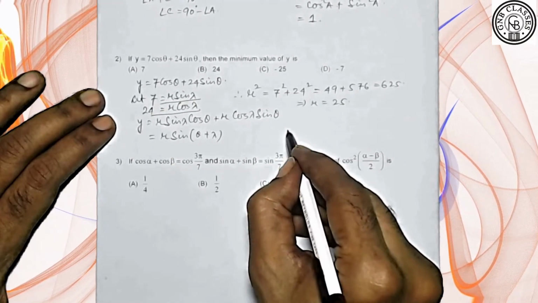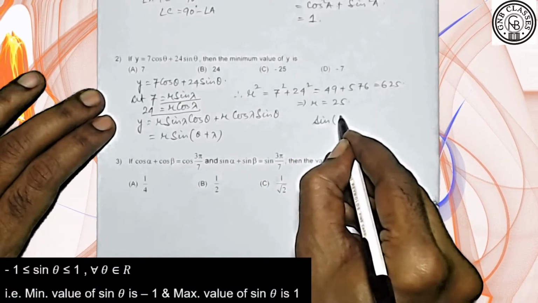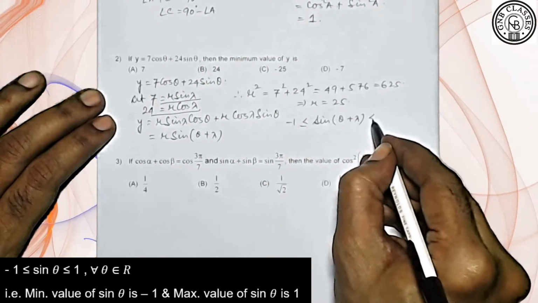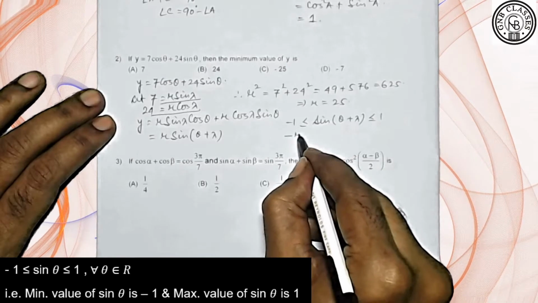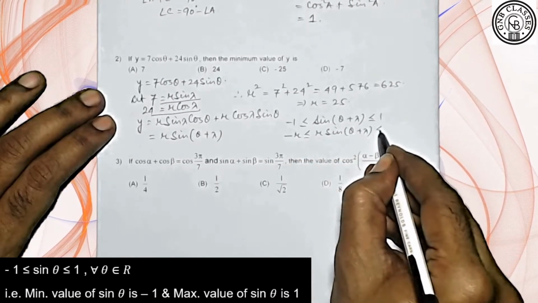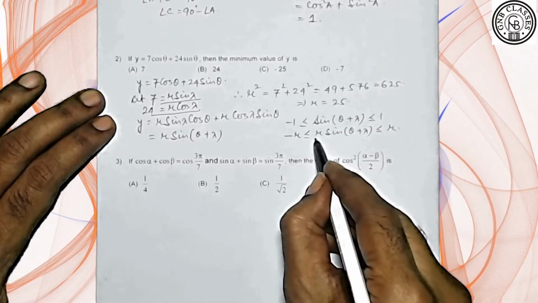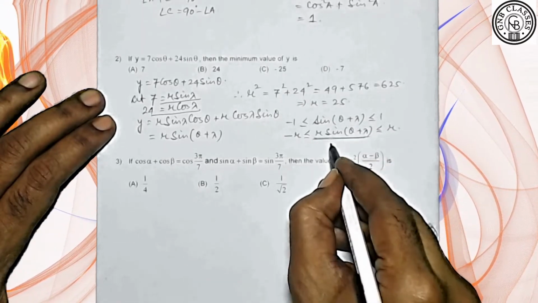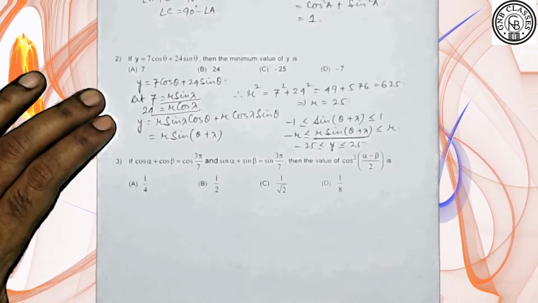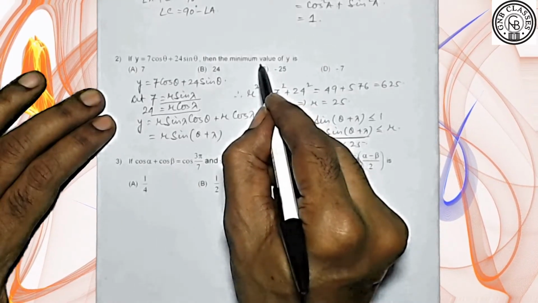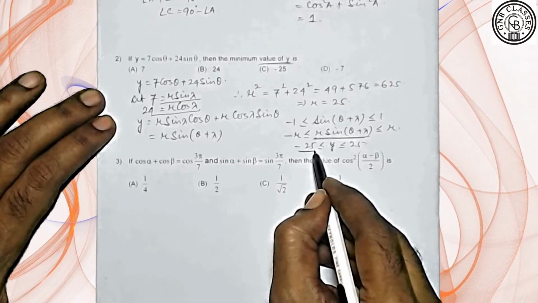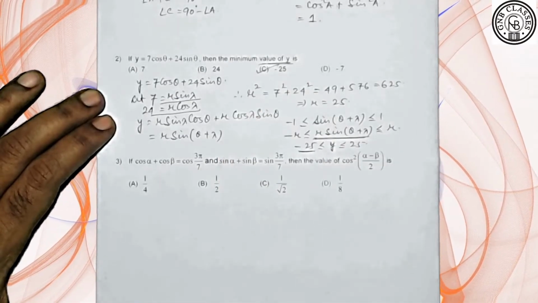Okay. We all know that whatever may be the value of theta and lambda, sine theta plus lambda always lies between -1 and 1. Therefore, if we multiply with r, we are going to have something like this, and this is nothing but our expression y. Therefore, y lies between -25 and 25. Okay. Therefore, the minimum value of y is nothing but -25. Hence, option C is correct. Okay.